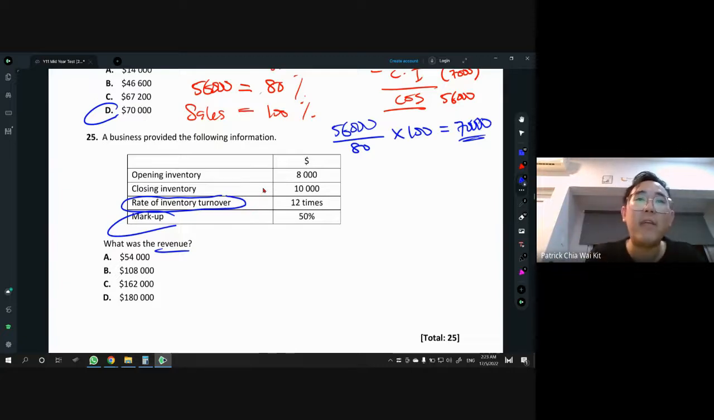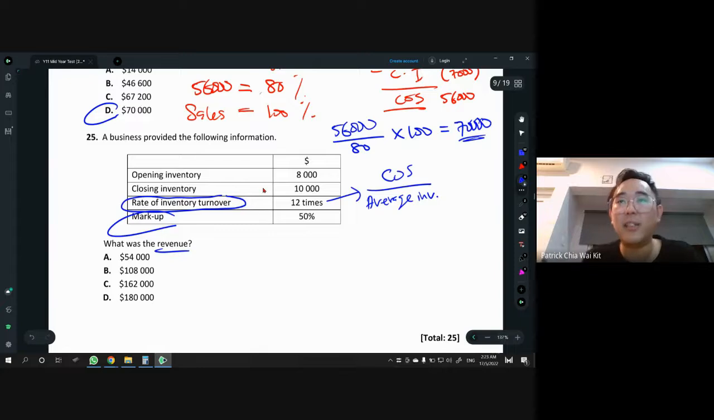Okay, so you need to know two different formulas. Okay, rate of inventory turnover, the formula is cost of sales divided by average inventory. Then you get the rate. Okay, in this case, it is 12 times. So since they give us opening inventory and closing inventory, that means what? We can find average inventory. So how do we do that?